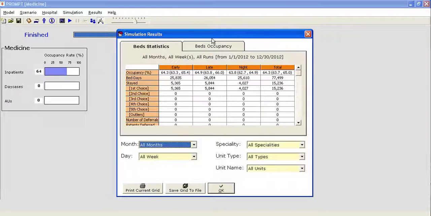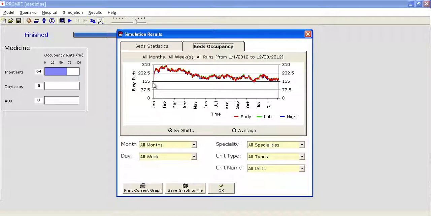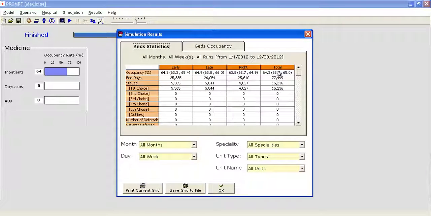If I look at the graph to start with, this shows the number of occupied beds over time. You can see there's some time-dependent profile here to reflect the busy winter months, and then it flattens out over the summer. I can drill down if I want to by day of the week or month of the year. At the highest level for medical specialties, the occupancy overall is 64%, which is fairly low.